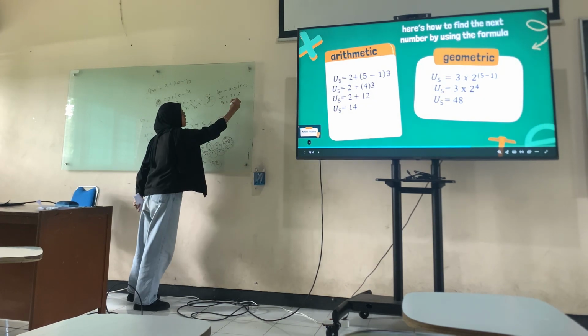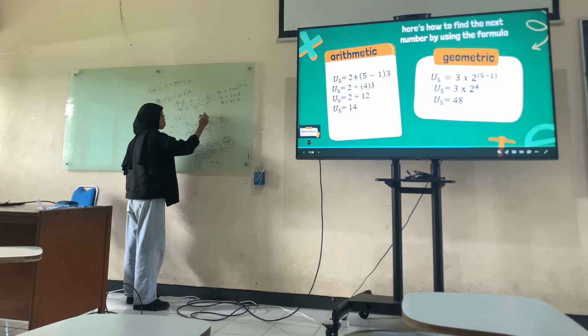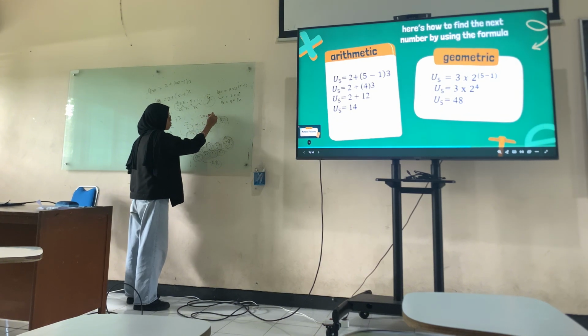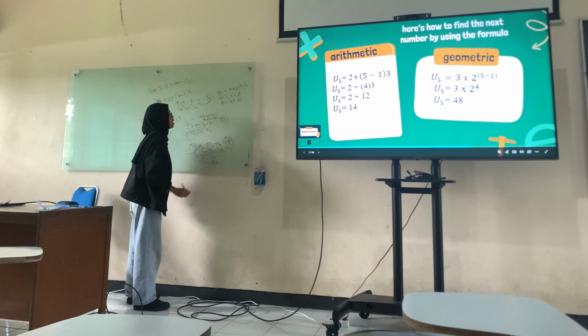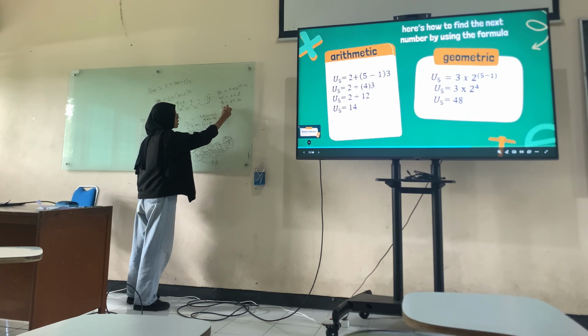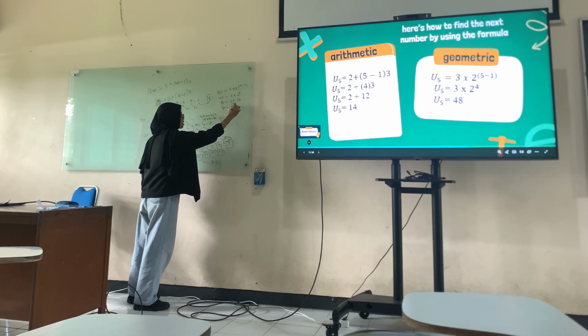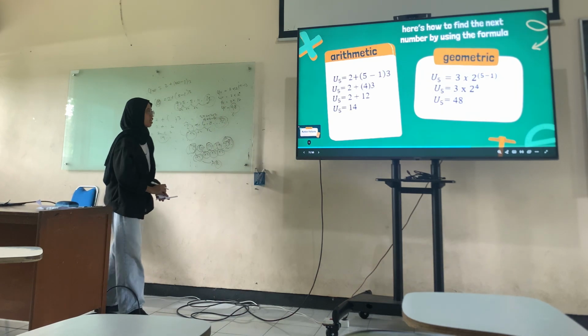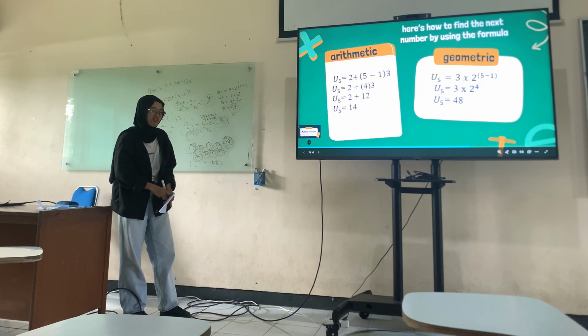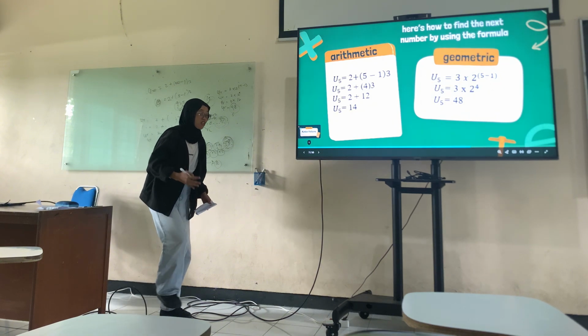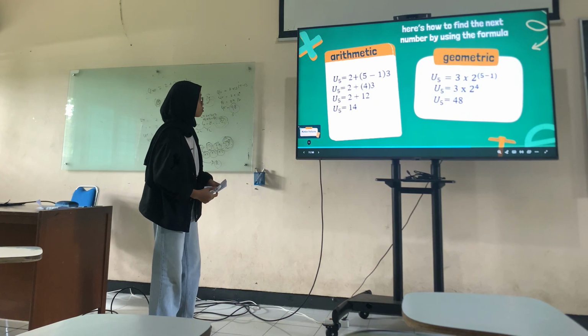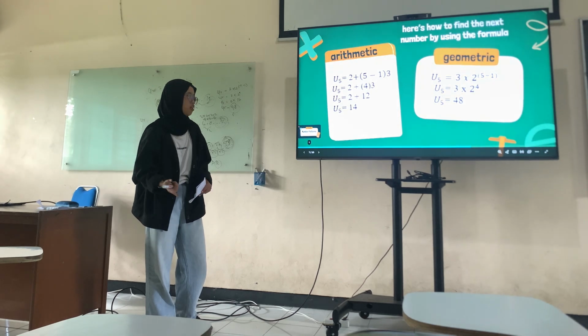The fifth term equal 3 multiplied by 2 to the power of 4. It is 16, right? 2 multiplied by 2, multiplied by 2, multiplied by 2 is 16. And then the fifth term in here is 48. That's easier. So the geometric and arithmetic formulas don't make you confused or make it hard to solve the questions. It makes it easier, alright, everyone.